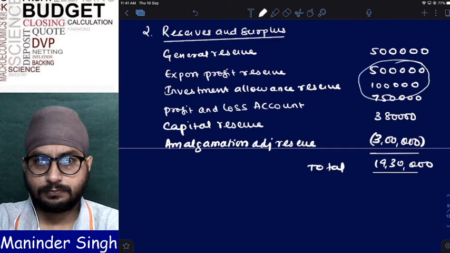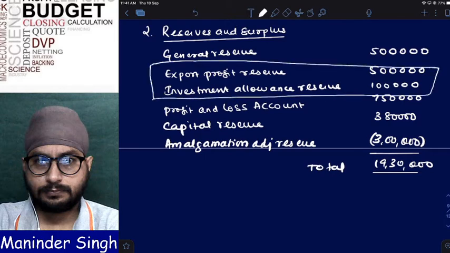Now you'll ask, sir, why are we adding statutory reserves, and why are we reducing statutory reserves? The question will come. I repeat, your company's statutory reserves, I'm adding to my company's statutory reserves, and then I'm reducing from either general reserve or P&L account or capital reserve.